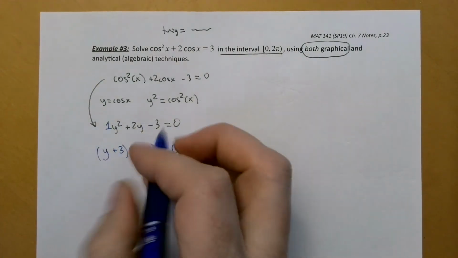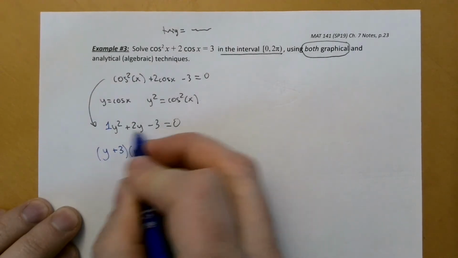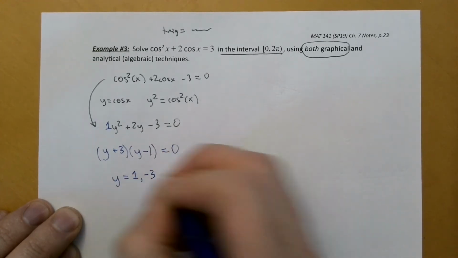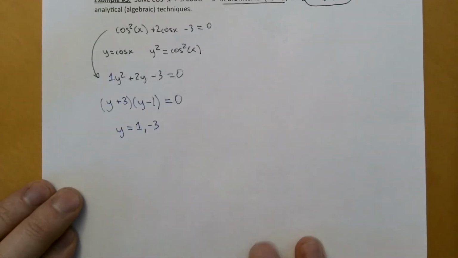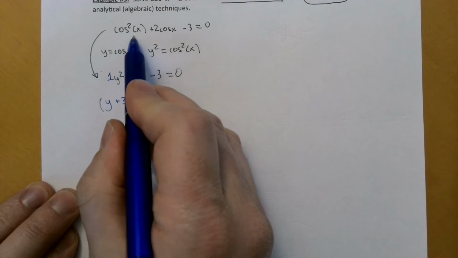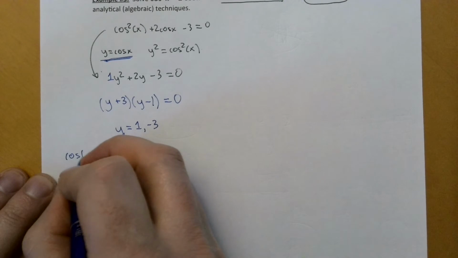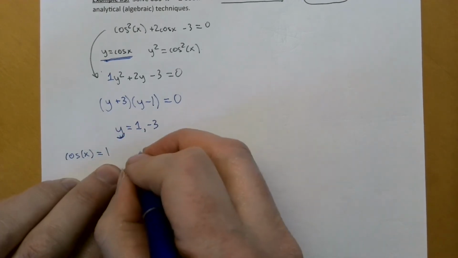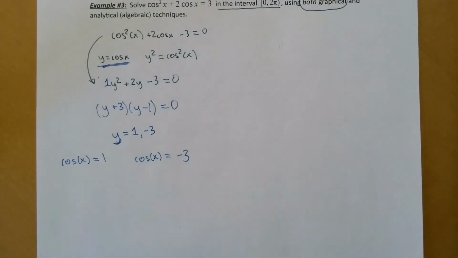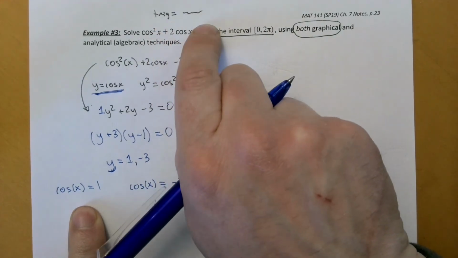All right, so note I factored it. I'm looking for factor multiples, numbers that multiply to -3 and add to 2. And so I get y equals +1 and -3. Well, that doesn't mean anything yet. Recall that we're solving for x, not for y. So we go back to what we said y was equal to, and note we now have two trig equations to solve: cosine x equals 1, cosine x equals -3. Notice this got what we desired at the very beginning, trig equal to some number.